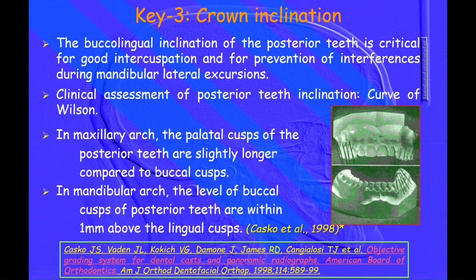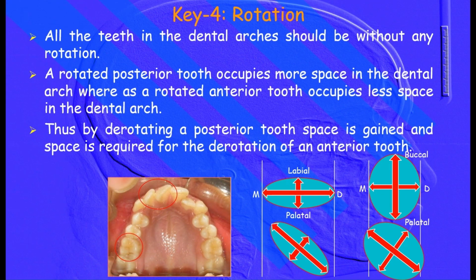The buccolingual inclination of the posterior teeth is critical for good intercuspation and for the prevention of interferences during mandibular lateral excursions. The crown inclination of the posterior teeth can be judged from the clinical assessment, that is, by evaluating the curve of Wilson. In the maxillary arch, the palatal cusps of the posterior teeth are slightly longer compared to the buccal cusps. In the mandibular arch, the level of the buccal cusps of the posterior teeth is within 1 mm above the lingual cusps. The fourth key is rotation.